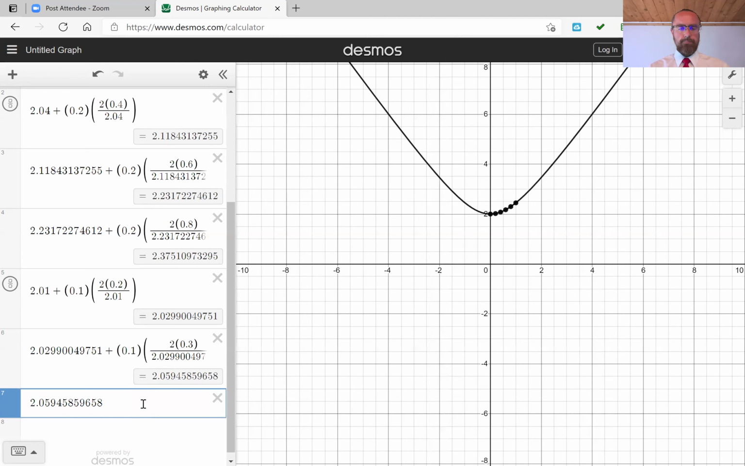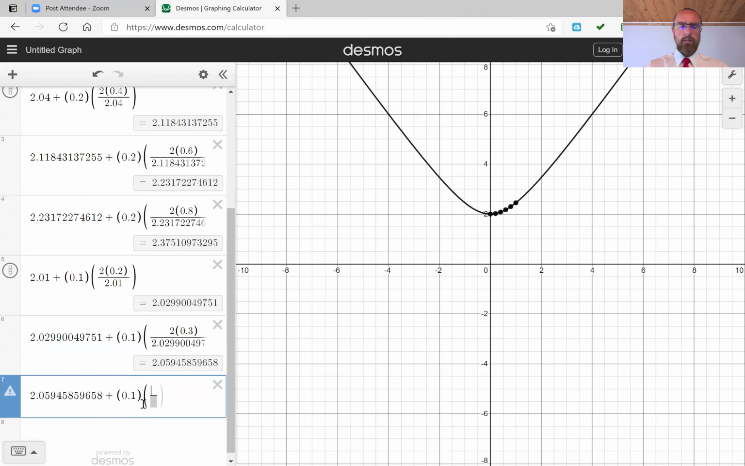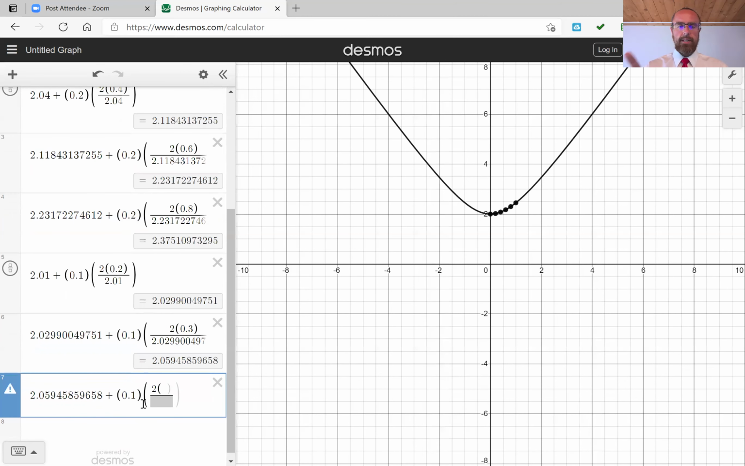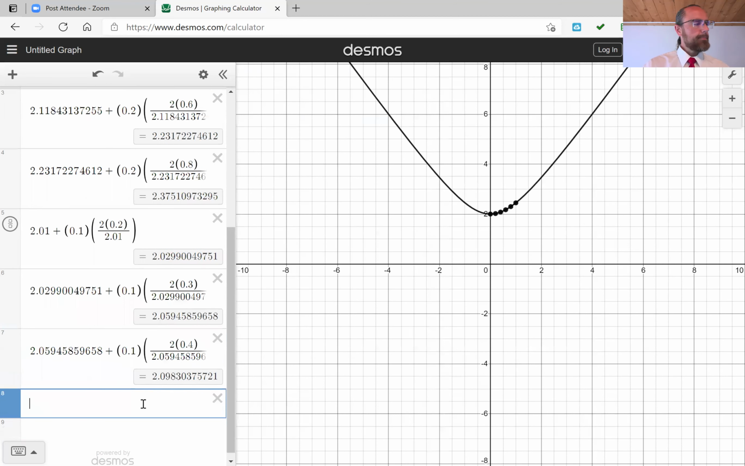So again, I'm going to copy paste the previous term plus h value 0.1 times the function 2 times my x value is going to go up by 0.1, so 0.4 all over that previous term. So that approximation is going to be 2.0983. And again, I won't use that one. That's one of the intermediates. But I need it to get to the next one, which I will include in my table.